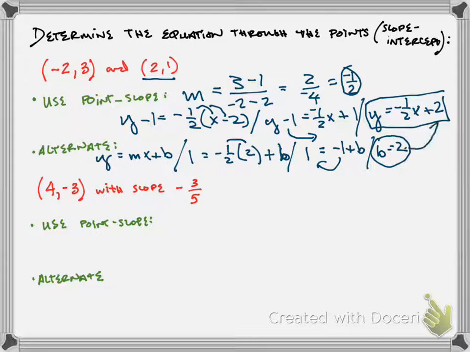Put 2 into the formula. We already knew the slope was negative 1/2. Put 2 in for b, and I get the same result. Y is equal to negative 1/2 x plus 2. So same equation, alternate way to do this. I'll show you another example.